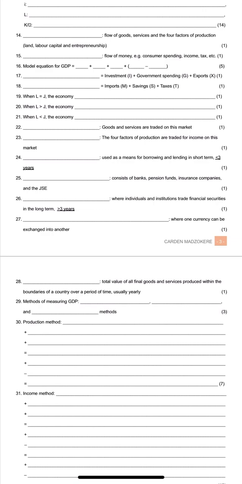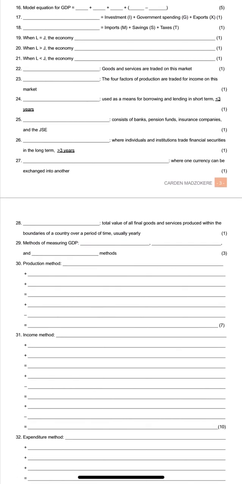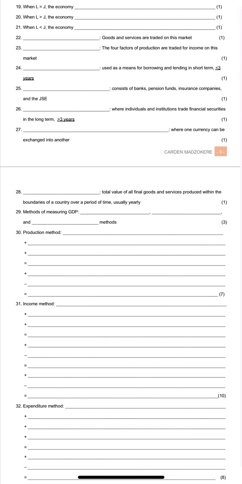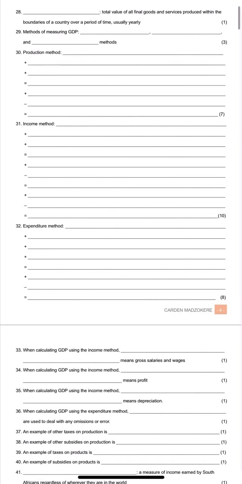We have our real and our money flow. Then we go to the model equation for GDP. Do you know how to complete that? And then, as you can see, leakages and injections come into play. And then we have our markets there from 22 to 27. Then GDP comes in from number 28.